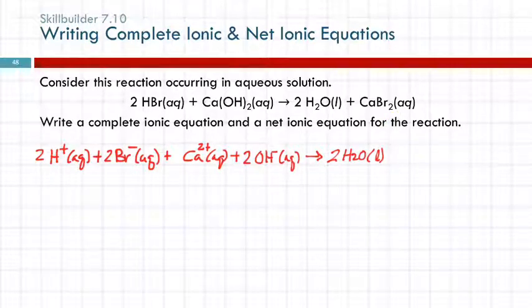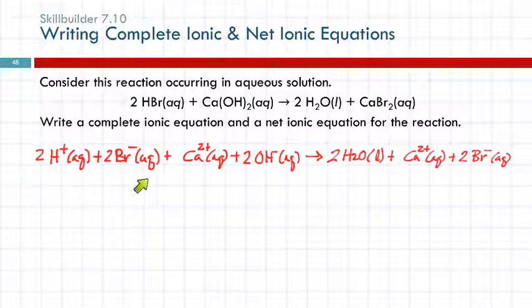The last one's aqueous, so I do need to separate it into ions. That's calcium ion and bromide ion. How many calcium ions are represented here? 1. How many bromide ions? 2. So I'm going to put a 2 here. If I check this, I'll see that it is balanced. Any questions? That's the complete ionic equation.